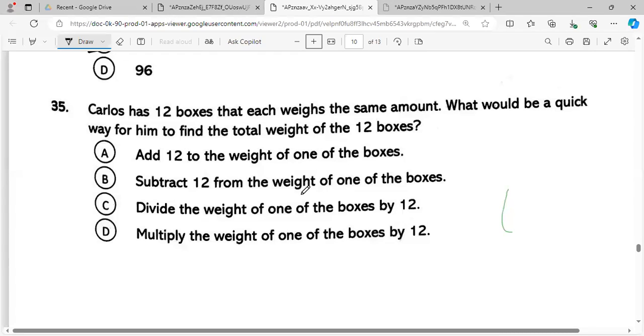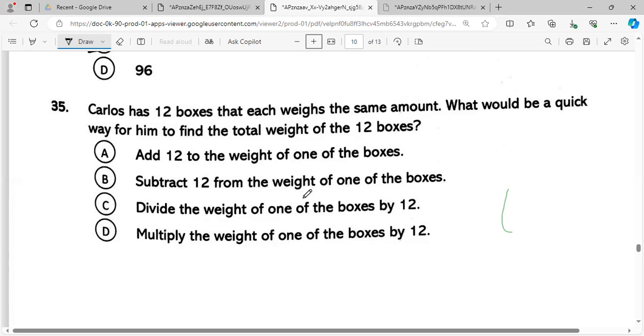Carlos has 12 boxes that each weigh the same amount. What would be a quick way for him to find out the total weight of the 12 boxes? A. Add 12 to the weight of one of the boxes. B. Subtract 12 from the weight of one of the boxes. C. Divide the weight of one of the boxes by 12. Or D. Multiply the weight of one of the boxes by 12. So I think my answer is D. Multiply the weight of one of the boxes by 12.